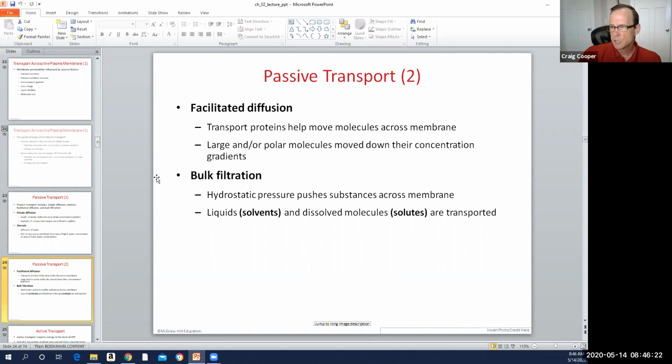Bulk filtration is going to use hydrostatic pressure. So that's basically water pressure to move things across the membrane. If we have higher blood pressure, then that's going to let things be pushed out of the capillary wall more easily and leave the capillary. So that's kind of an example of how hydrostatic pressure can help things move.